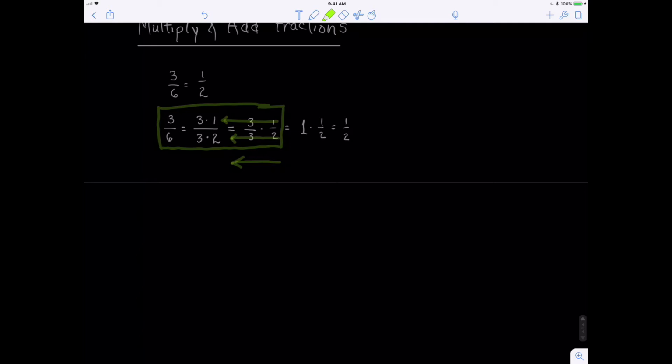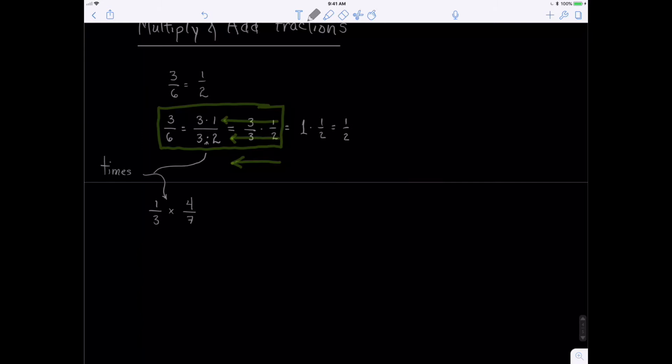Here we go. Let's try one. Oops, let me go and do that. I'll get my pen back. Let's try 1/3, and we can use the times 4/7. And just to be clear, that times can sometimes be written with this x, or it can also be written with this dot.